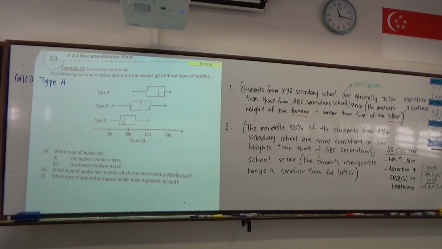So there's no reason required because the question instruction word is just which type, right? Then part 2, which one has the lowest median mass? That would be type C.